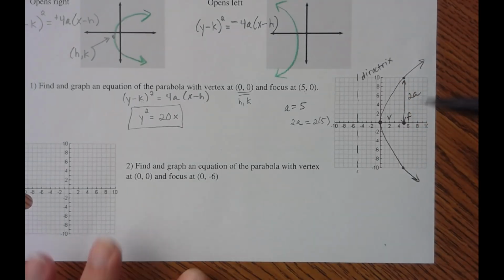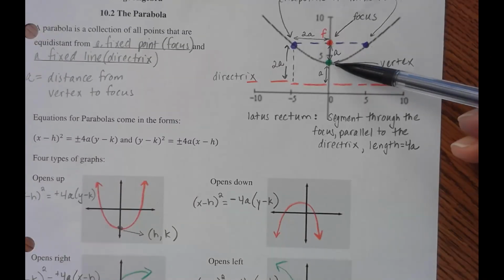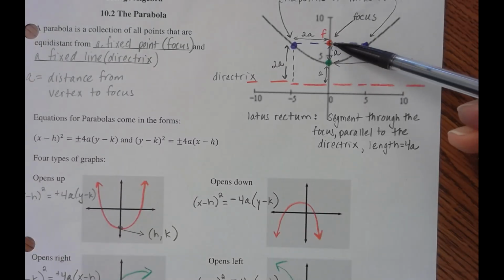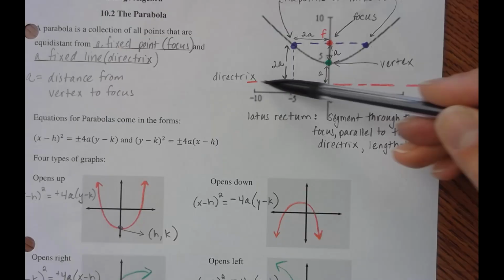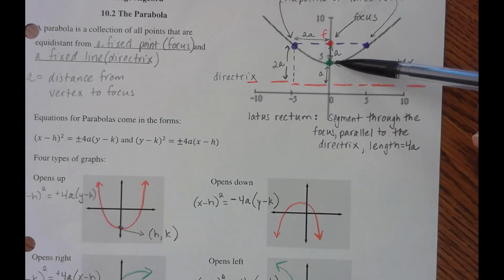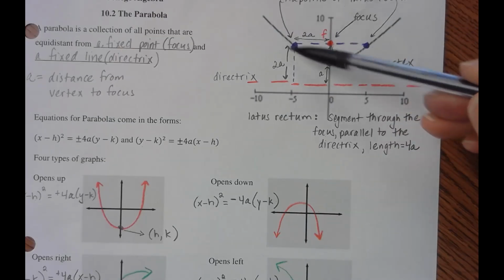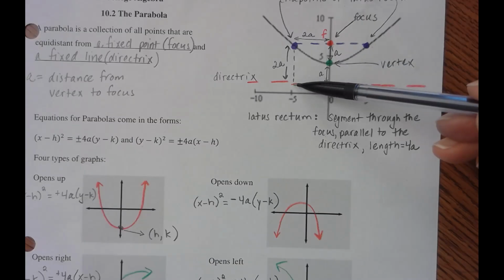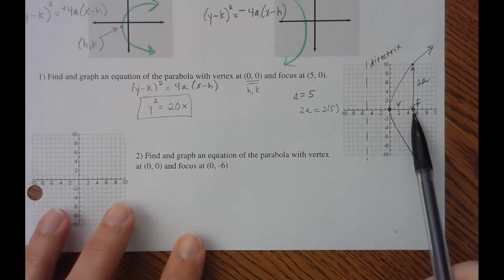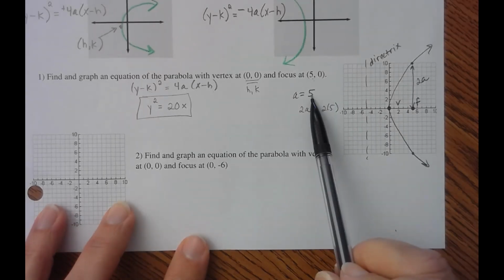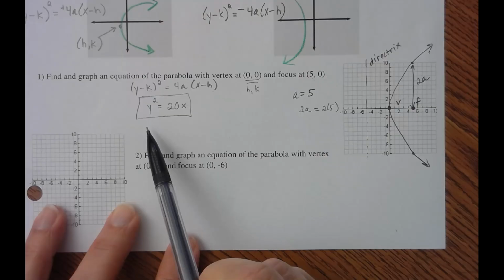All right, let's review. A parabola has a vertex, and then on one side there's a focus through which the latus rectum goes to show us how wide the parabola is. On the other side of the vertex there's the directrix, and all the points on this parabola are the same distance from the directrix as they are from the focus. The vertex in particular is a units away. So when I plotted my vertex and focus, I found a, and then I could set up my equation.